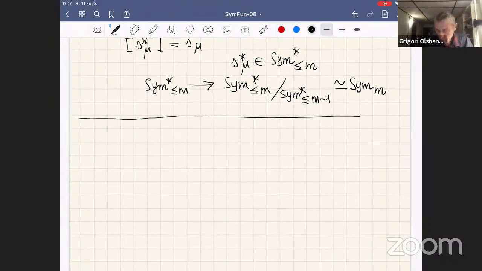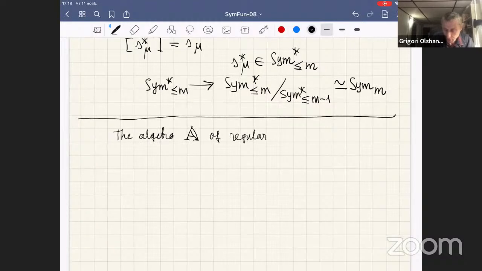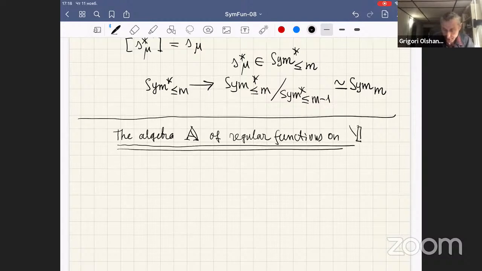And now some next results. Today I would like to discuss some remarkable object, which I call the algebra A of regular functions on the set of Young diagrams. So what is the definition?